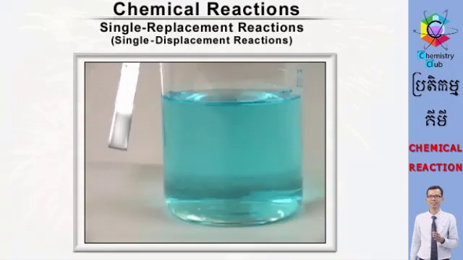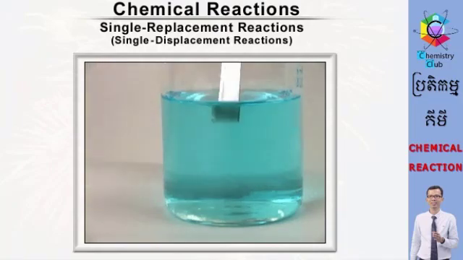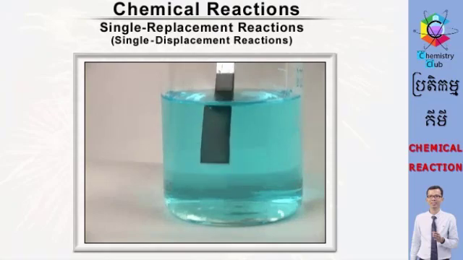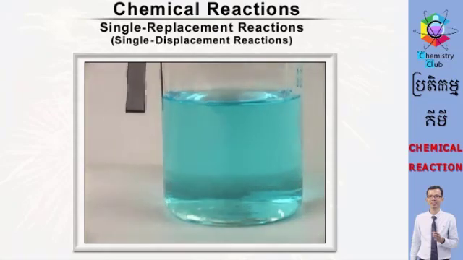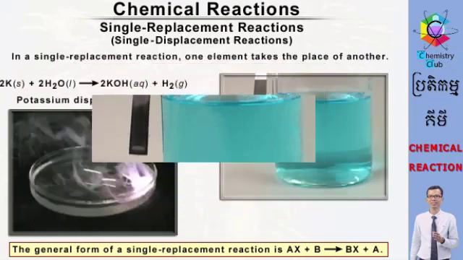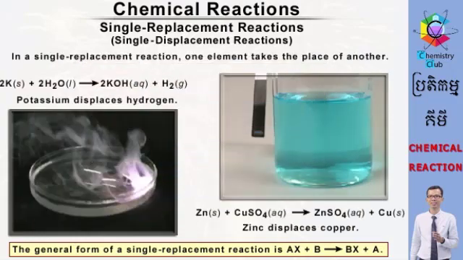A less dramatic single replacement reaction takes place when a strip of zinc metal is placed in a solution of copper sulfate. The zinc replaces the copper ion in the solution and forms zinc sulfate. The copper that is displaced is deposited on the zinc strip.